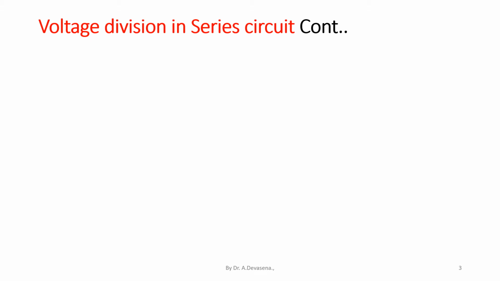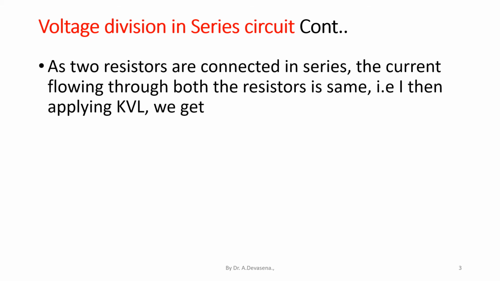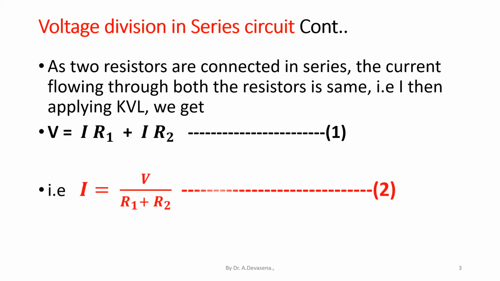As the two resistors are connected in series, the current flowing through both the resistors is the same, that is I. Then applying KVL, we get capital V is equal to I into R1 plus I into R2. Consider this as equation 1. That is, the value of current I is equal to capital V divided by R1 plus R2.